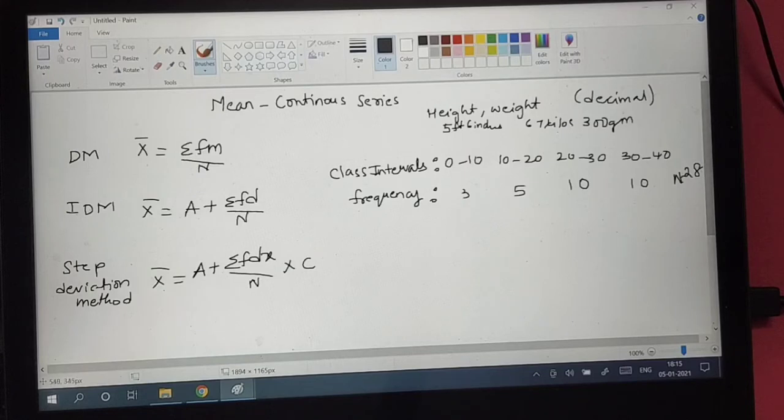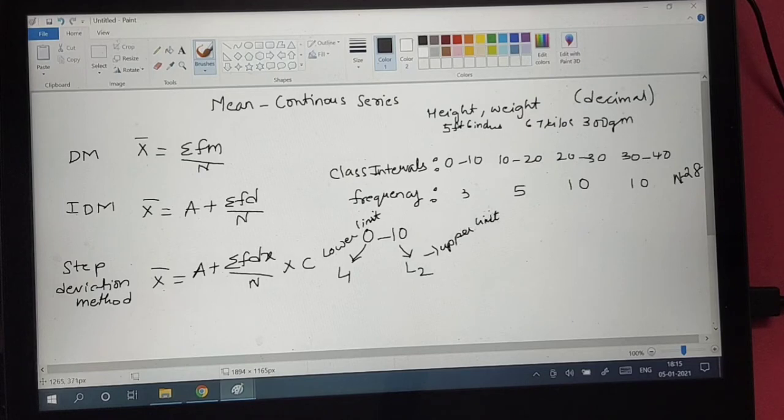Now the first important point that you should remember while solving a continuous series problem is you have a class interval which is 0 to 10. This limit is known as L1 and this limit is known as L2. Okay, this is called the lower limit and this is called the upper limit.